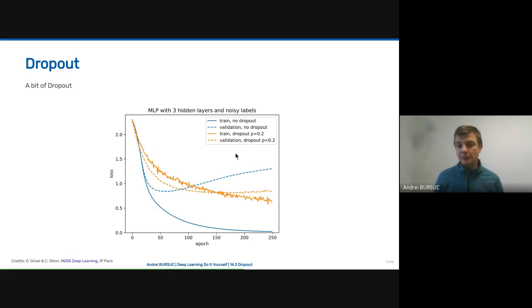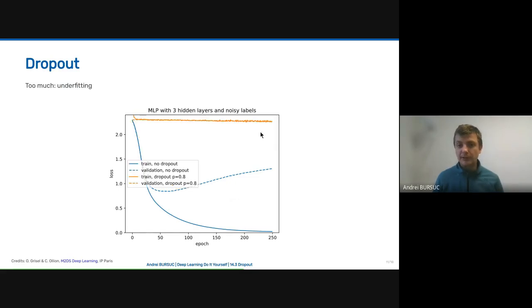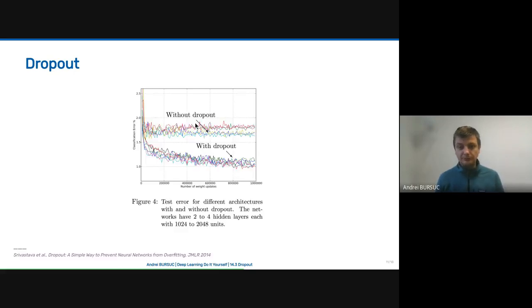With dropout, of course, since we have this hyperparameter of the dropout probability, we have to be careful. If we have too much dropout, for example here 0.8, we drop 80% of the neurons each time. It's not helpful at all, and this network doesn't learn anything. So we have to be mindful of which dropout probability to set. As I said, 0.5 for big networks is quite a reasonable choice.